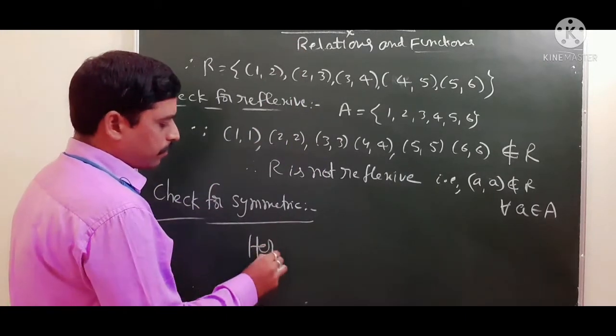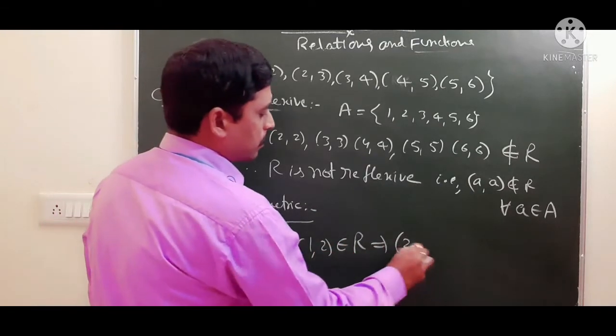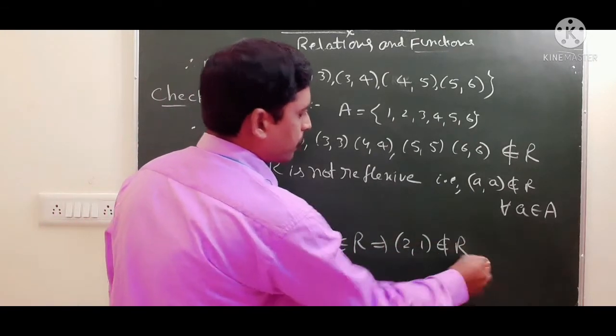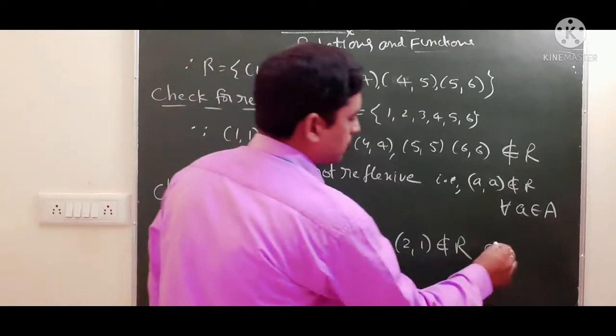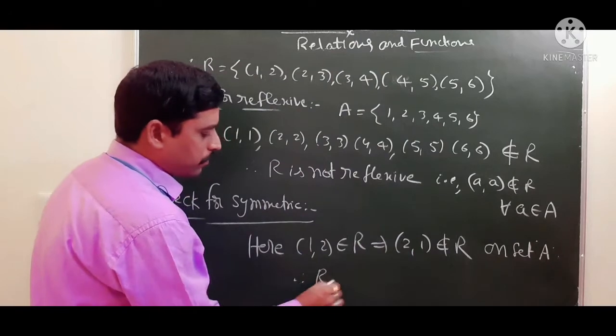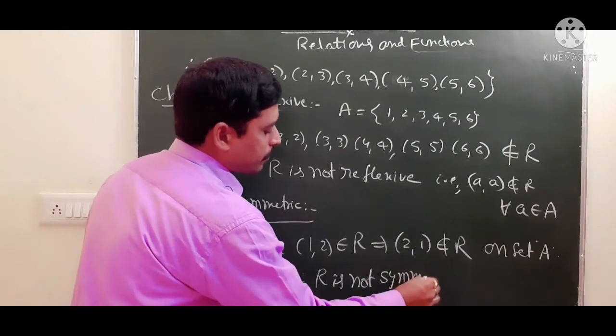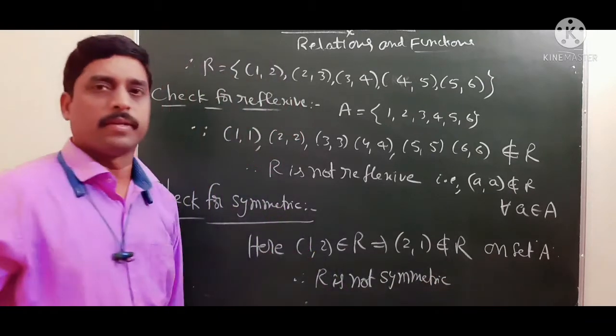Here, (1, 2) belongs to R, that implies (2, 1) does not belong to R on set A. Therefore, R is not symmetric. R is not symmetric.